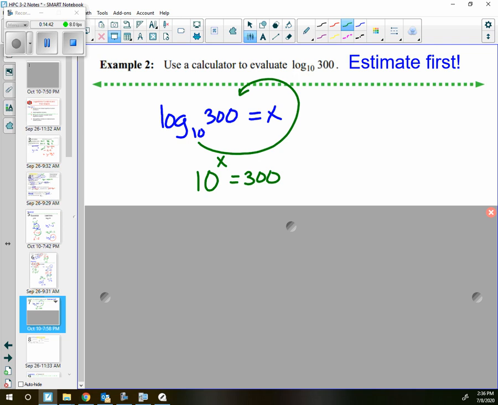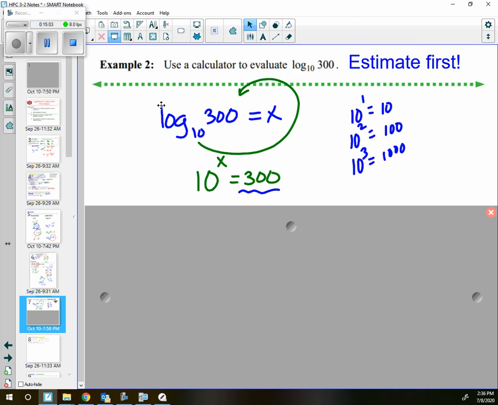Now, is that going to be a whole number answer? I don't think so. Let's kind of estimate first. What's 10 to the first power? Well, 10. What's 10 to the second power? 100. What's 10 to the third power? 1,000. None of these whole number answers give you 300, but could you estimate between what whole number or integer values it would be? Well, it's going to be between 100 and 1,000, right? So my answer is going to be between the power of 2 and the power of 3. So it's going to be somewhere between 2 and 3.